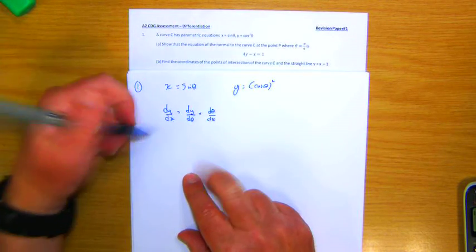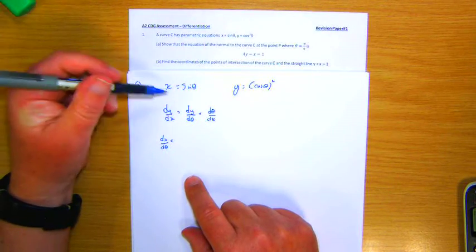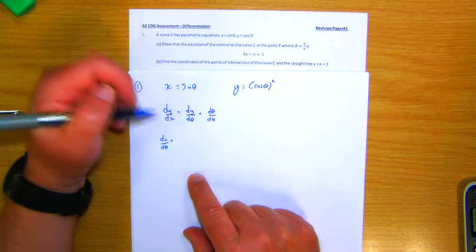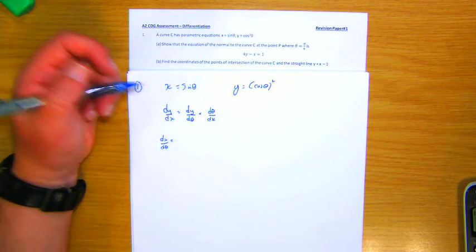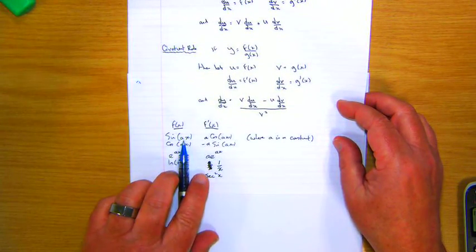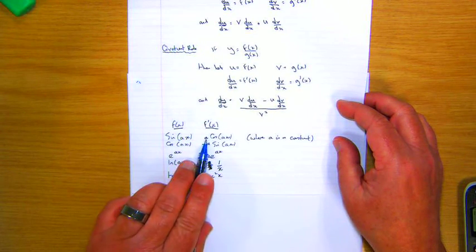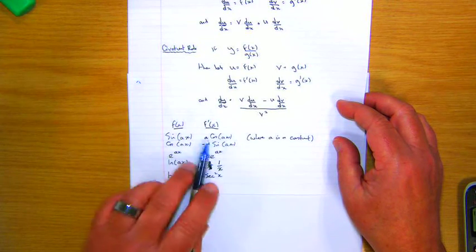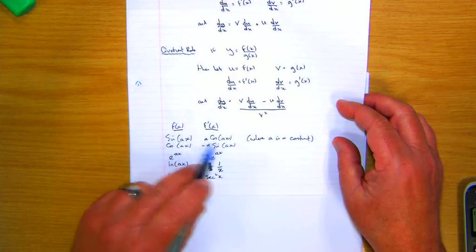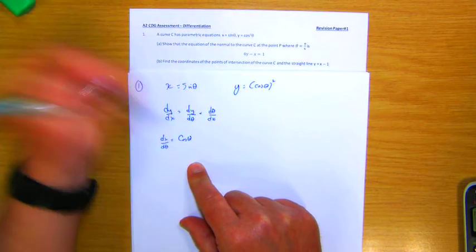So first of all, we'll differentiate dx d theta, which is just a straightforward standard result. You differentiate sine, you get cos. On the sheet I've given you, I've written it as sine ax, because if that was sine 2x or sine 3x, then when you differentiate it, it basically becomes 2 cos 2x or 3 cos 3x, so long as that's a constant. So sine ax is a cos ax. Well, for us a is 1, so it's just going to be cos theta.